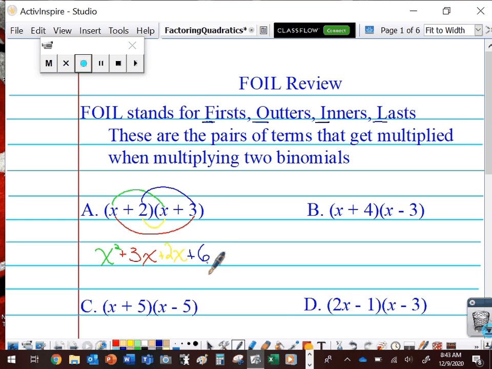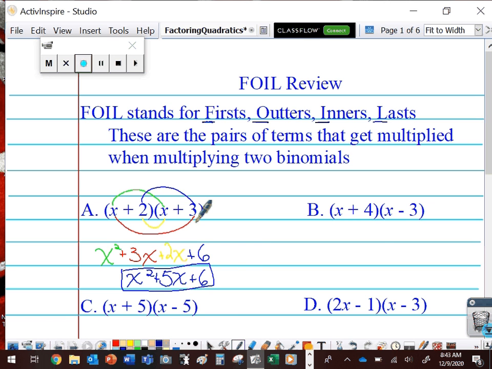So this is foiling. Now, the one last thing that we would do here is we would combine these like terms, 3x and 2x, and get x squared plus 5x plus 6. And that is the product of those two binomials. We multiply them together using that foiling trick. Now, really, guys, foiling is just distributing. I distribute the x over the quantity. I distribute the 2 over the quantity. And then if we have like terms, we combine them. That's how foiling works. That's how multiplying these binomials works.